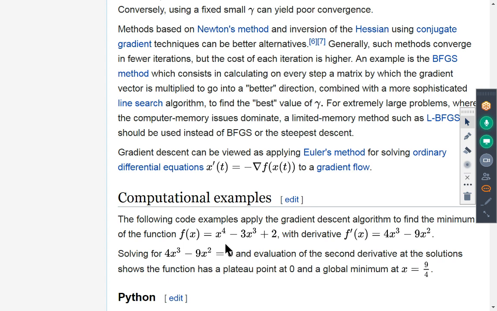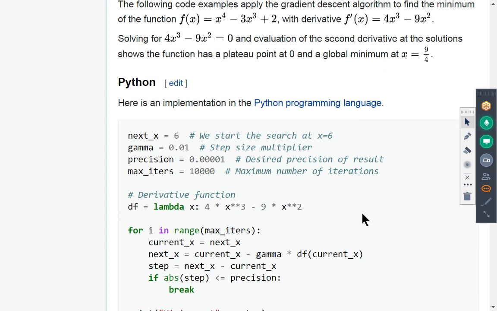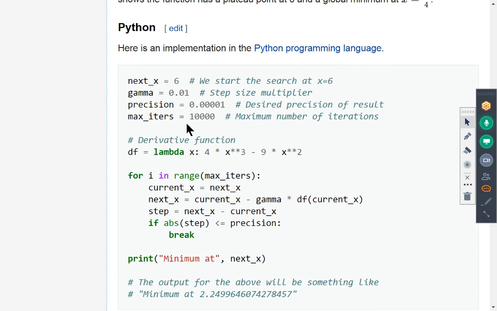Whatever code you are going to write, that's what is called the gradient descent algorithm. I'll explain this program.